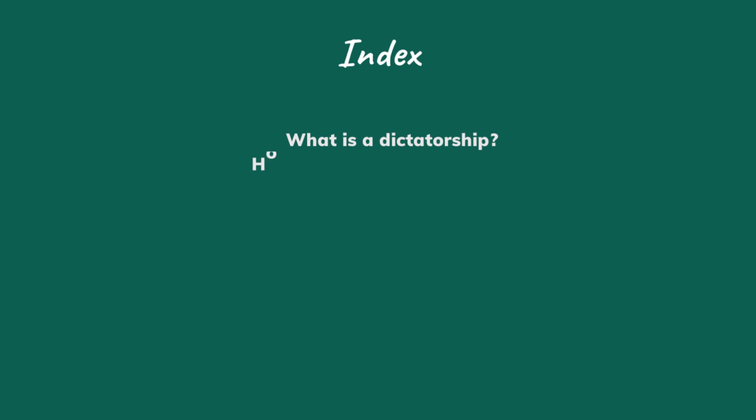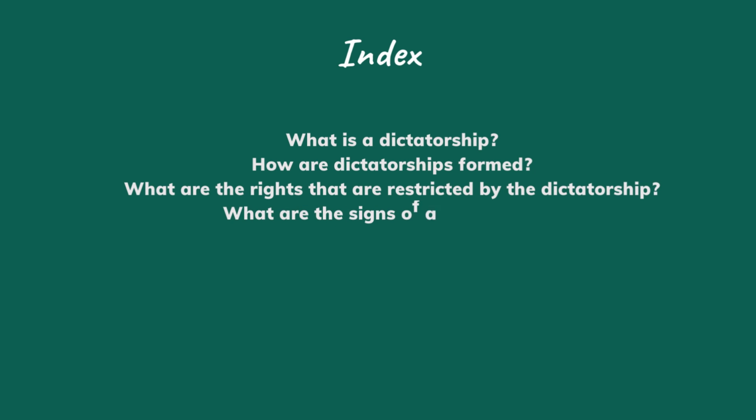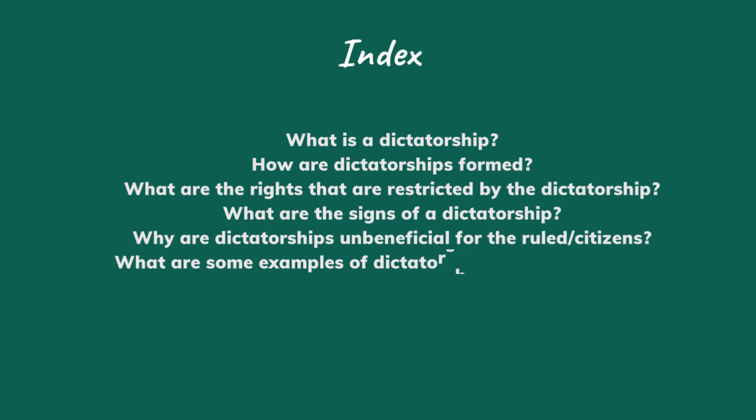So let's begin with the index. What are we going to take a look at? What is a dictatorship? How are dictatorships formed? What are the rights that are restricted by this type of government? What are the signs? Why are dictatorships unbeneficial for the ruled or citizens? What are some examples of dictatorships and who led them?